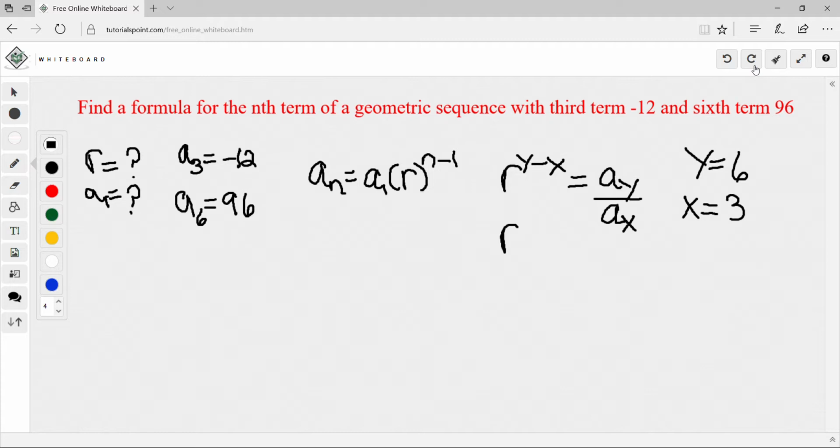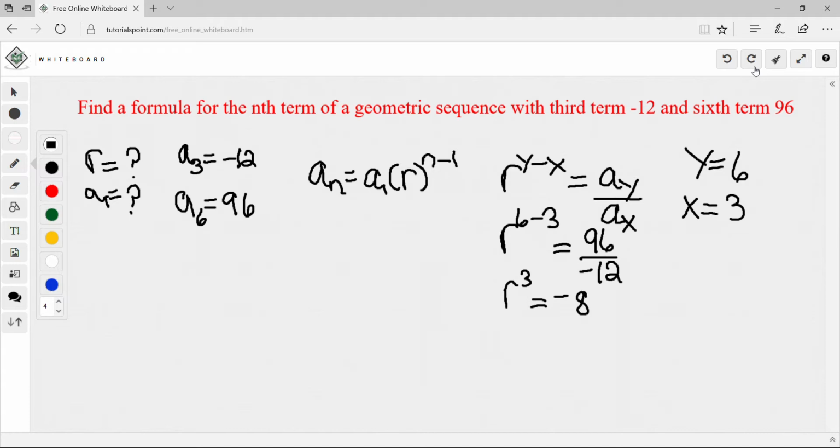So now we just plug it into the formula. r to the 6 minus 3 equals, and a_y is just 96, and a_x is just -12. So divide that by -12. And then r cubed equals -8.